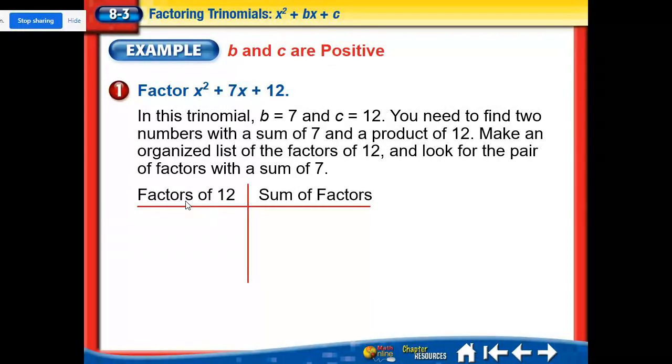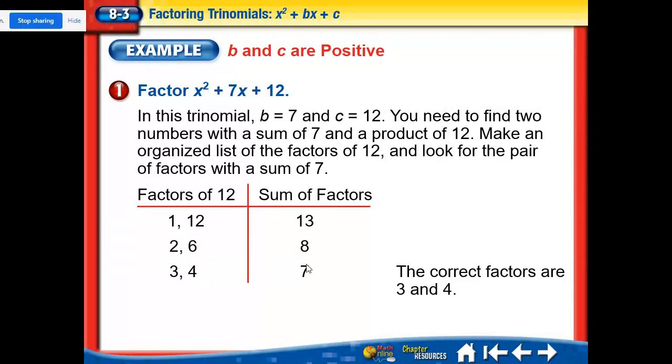So we can make a chart, multiplies to 12, and what's their sum? We do this because it's easier to find the multiples of 12 than what adds up to be 7. So what multiplies to 12? Well, 1 and 12. That adds up to be 13, so that's not the combination we want. 2 and 6 is 8. 3 and 4, there's our 7. So the correct ones are 3 and 4. Those are the ones we need.